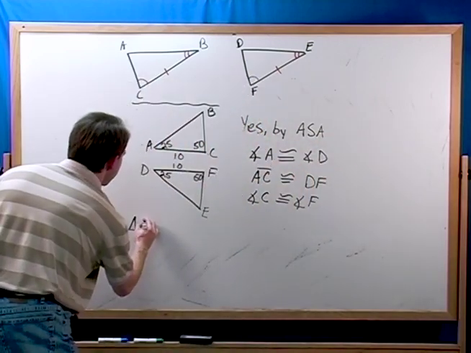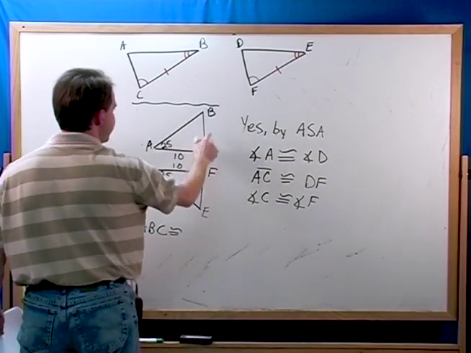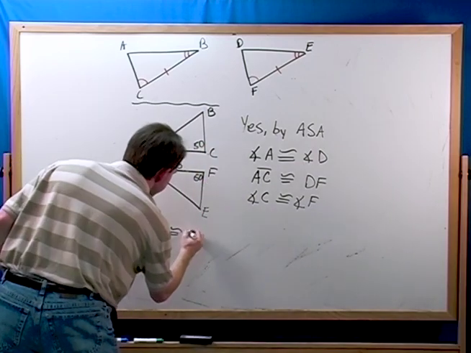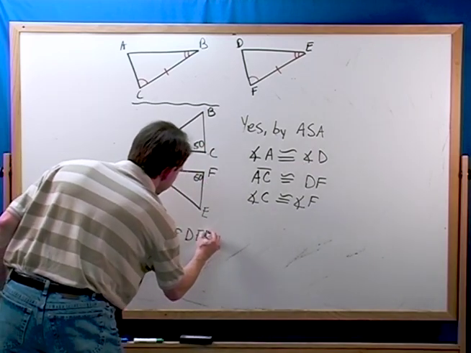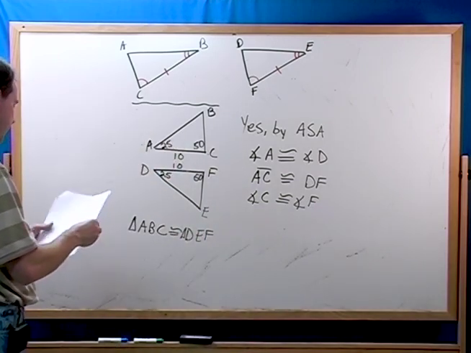So triangle ABC is congruent, I got to go in the same order, ABC, DEF, to triangle DEF. So those two guys are congruent.